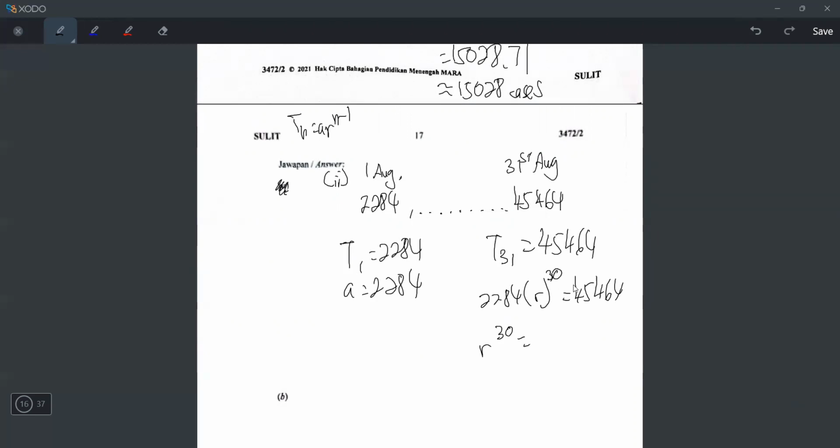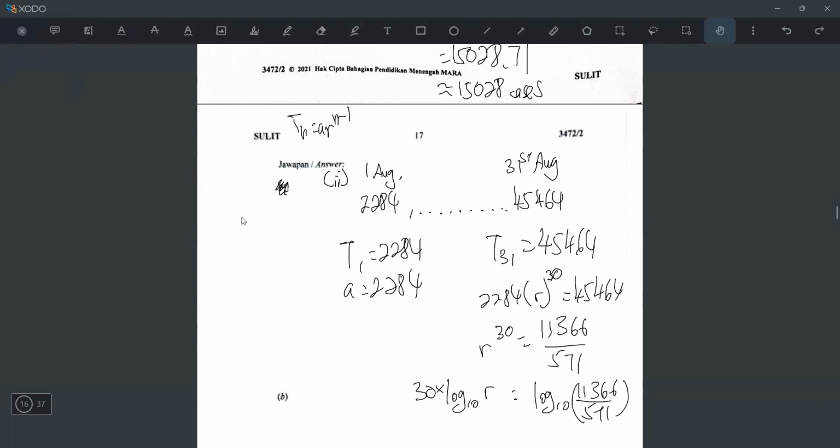Divide 2284, I get a very big number. How to write? I can just write it as a fraction, 11366 over 571. Then I need to find R. I will add log to both sides, and then the power I can put in front, right? Equals to this one also, add log here, 11366 over 571. But I will use the answer button because I don't want to press this again.